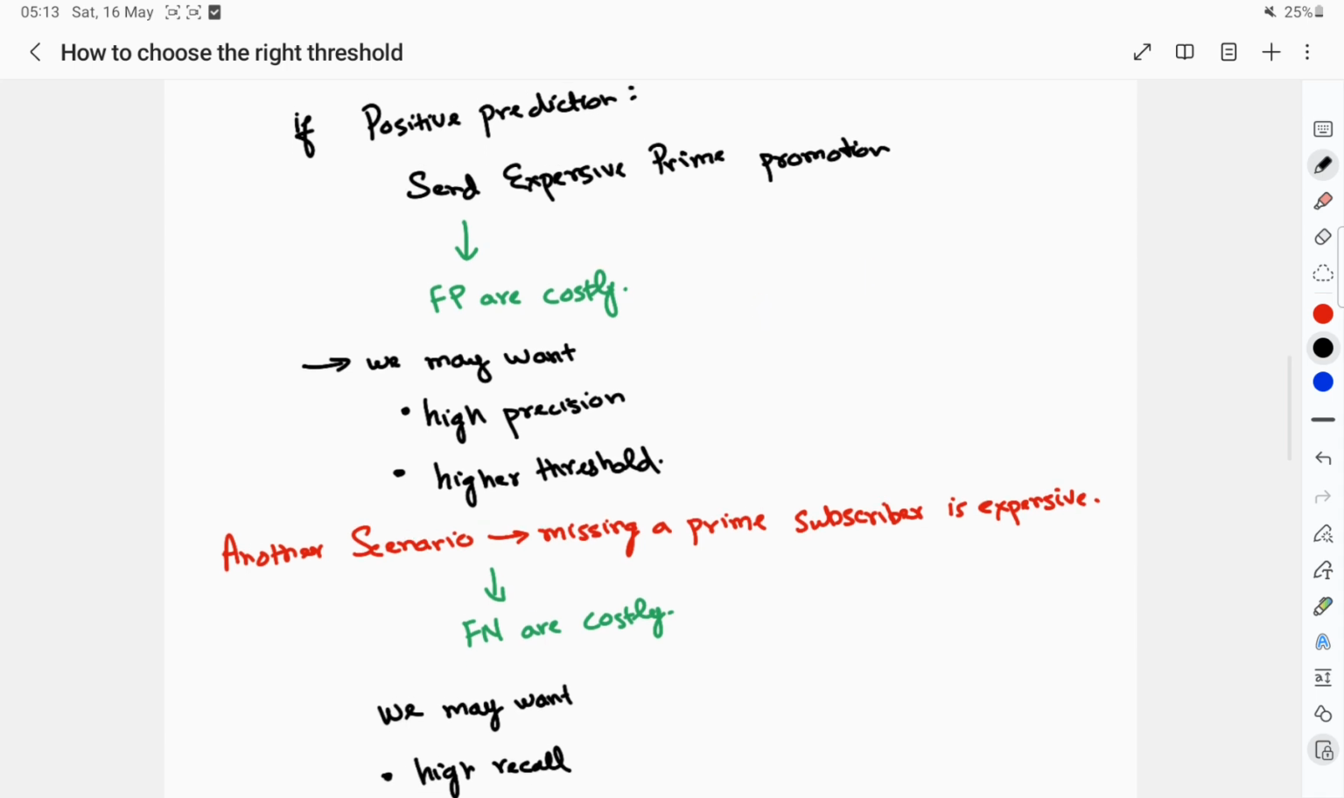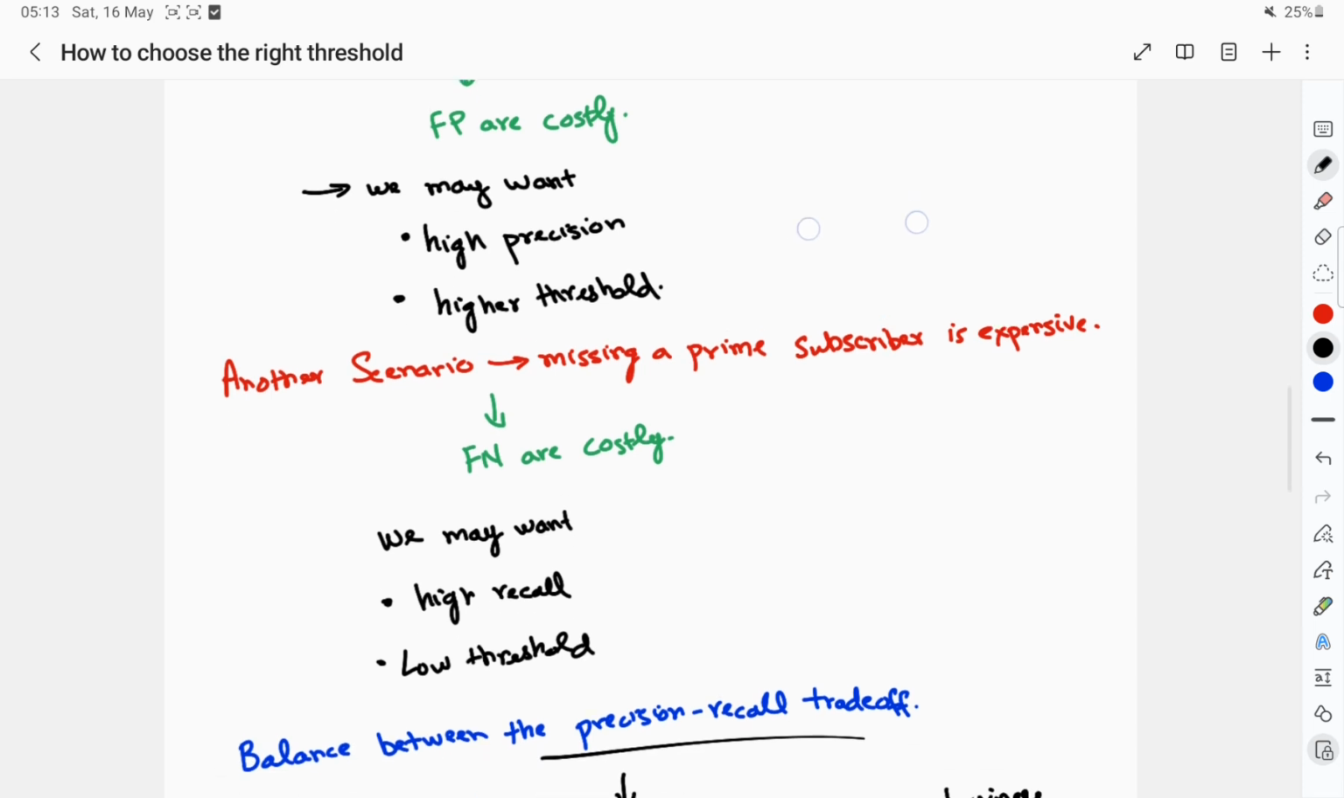So in this case, you may want a high precision where the false positives are more costly, and in order to achieve that high precision, you may need a higher threshold value. That's one way to think about it. Now let's consider another scenario.